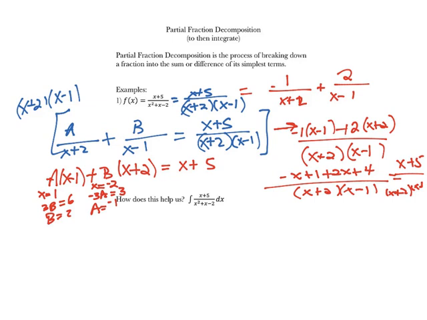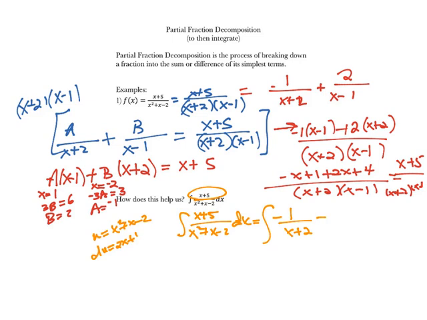Well, that helps us because if I'm asked to integrate x plus 5 over x squared plus x minus 2, if I let u be x squared plus x minus 2, then my du would be 2x plus 1. There's no way for me to change 2x plus 1 into x plus 5. There's no way for me to manipulate that. So instead I say, okay, well this fraction, x plus 5 over x squared plus x minus 2 dx, is really the integral of negative 1 over x plus 2 plus 2 over x minus 1 dx.